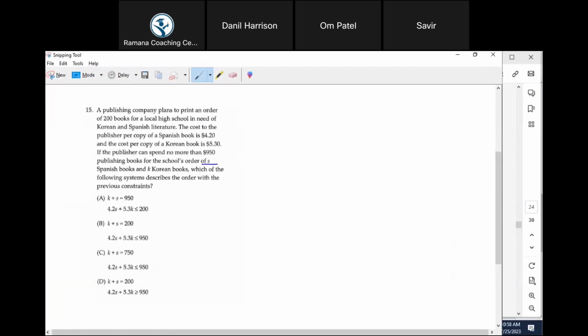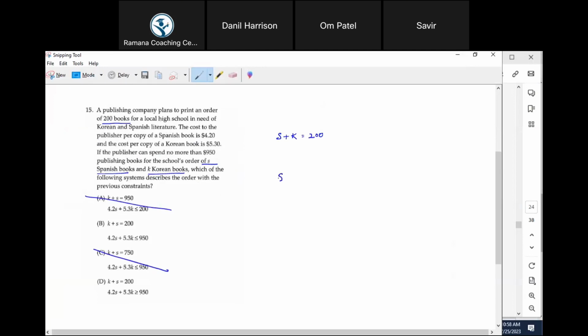S number of Spanish books and K number of Korean books. That means, and they say 200 books, correct? 200 books. That means, what is your first equation? S plus K is equal to 200. So this is nonsense. Correct? Either between B and D now, correct?